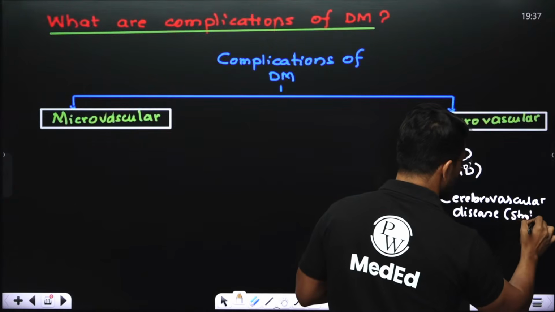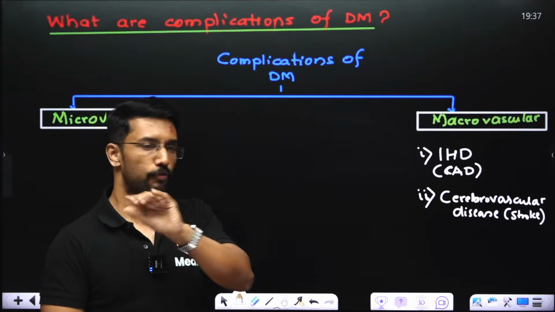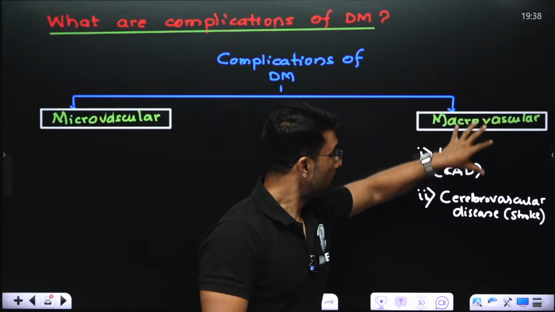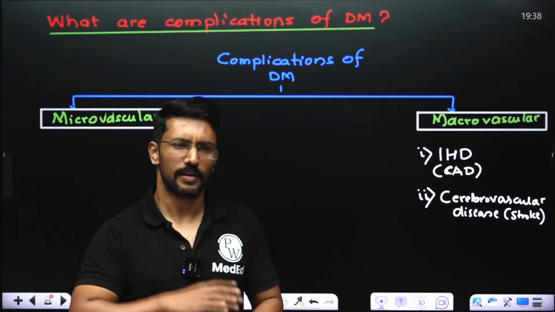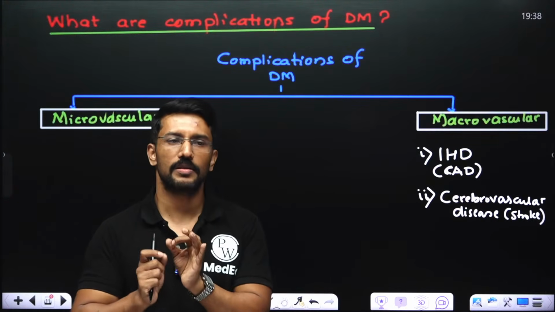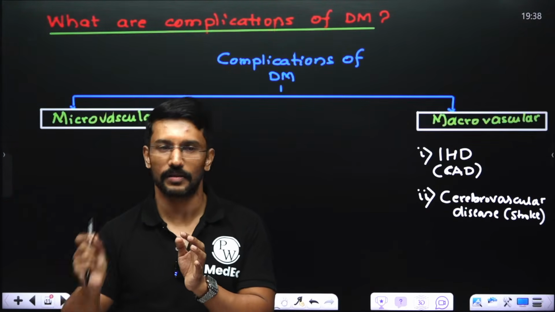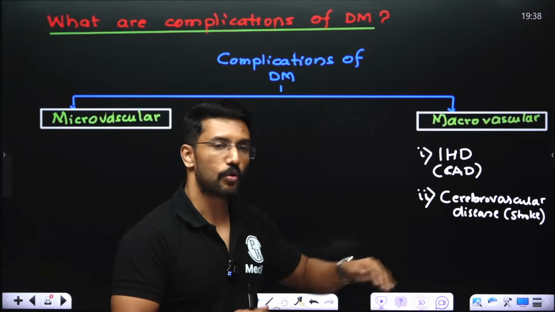So having diabetes increases your risk of developing coronary artery disease by 3 to 15 fold, and it increases your risk of developing stroke by up to 6 fold. In fact, for stroke, diabetes is considered the strongest risk factor. That's an MCQ that you need to remember. Diabetes is the strongest risk factor for development of stroke.